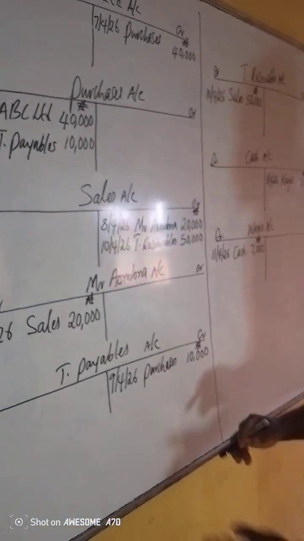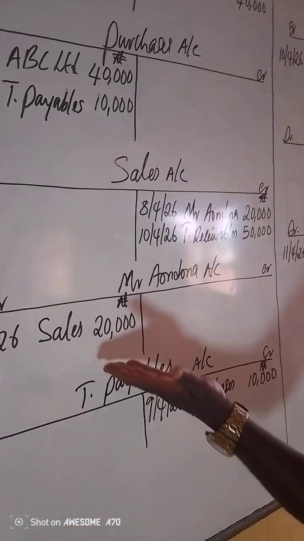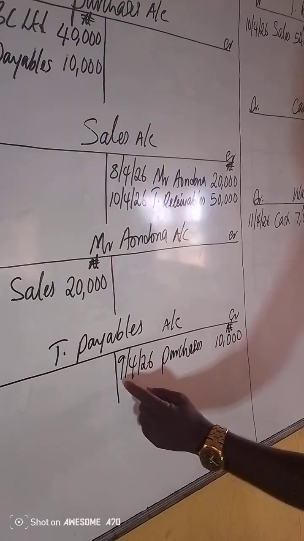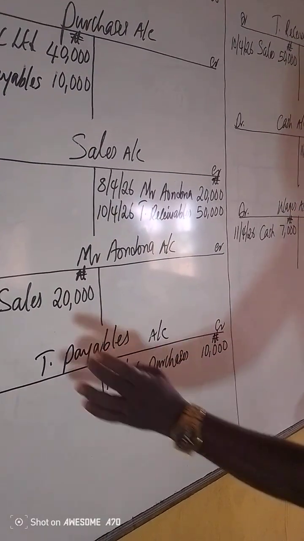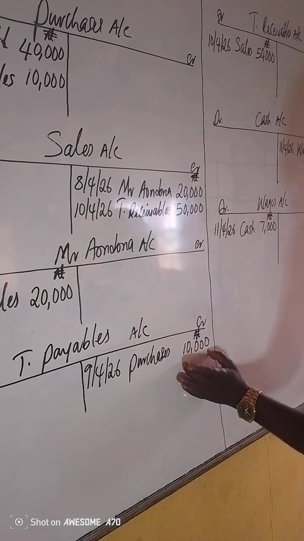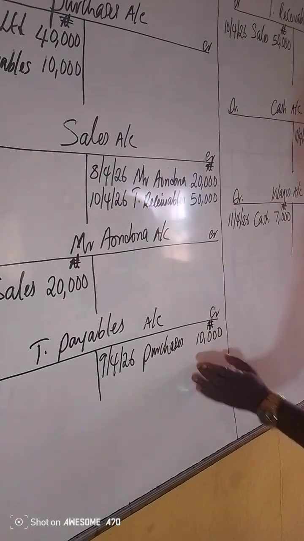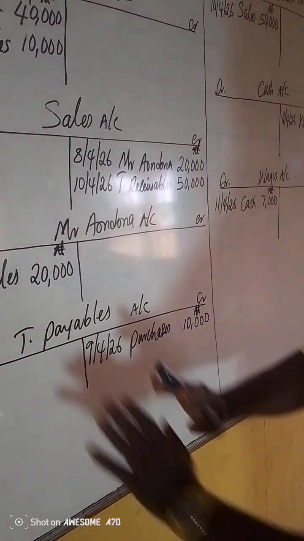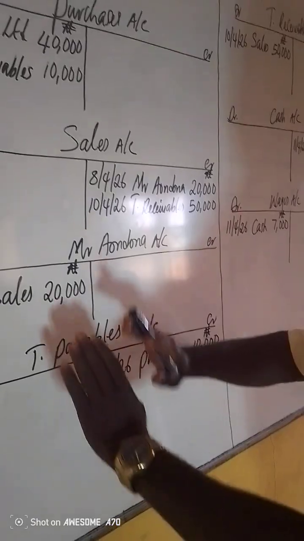So let's see now. Always start with the giver. The giver is trade payable, which I'm saying don't call creditors. On this day, 9th of April 26, trade payable is giving to purchases, and the amount is 10,000 naira. Trade payable is not necessarily the name of a person, but here the name is withheld. So anytime you are buying goods on credit and the name is withheld, you use trade payable.